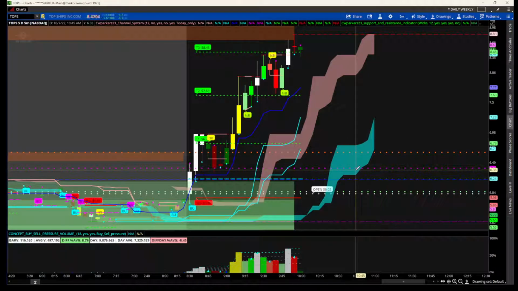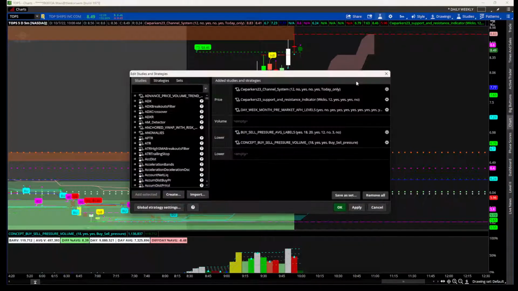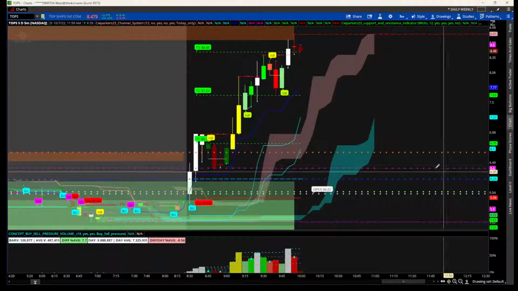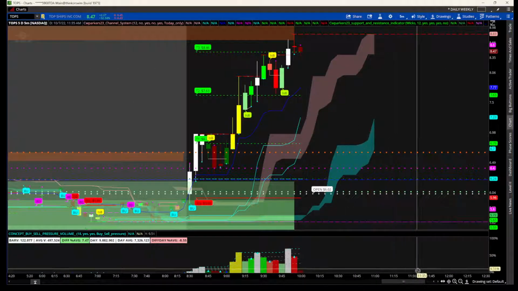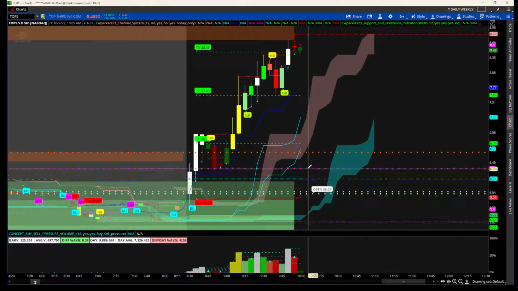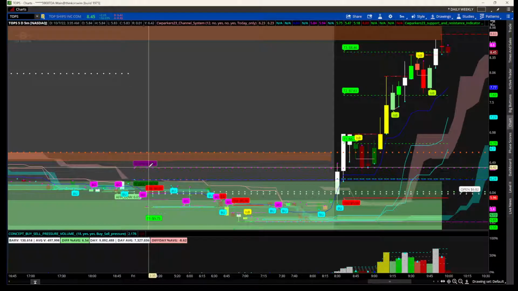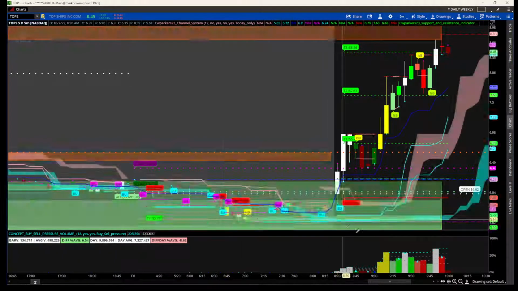Just like Ichimoku, you want to be above the clouds for the most part. But these clouds are being plotted 12 periods in the future. What else? You can see the day's open was down here. This is the previous day's close. If I backtrack a little bit, you can see the bubble. So that's the previous day's close.